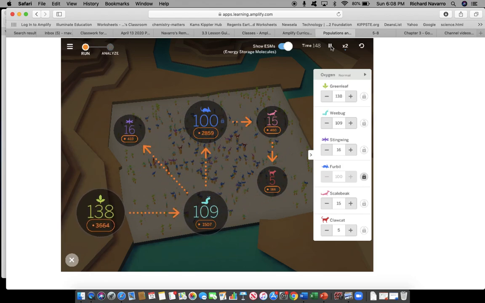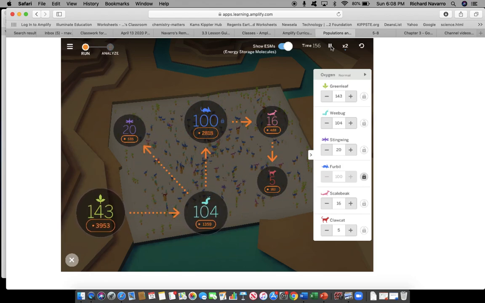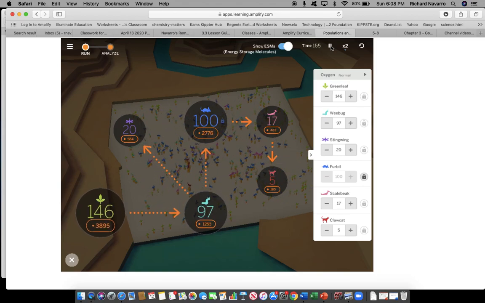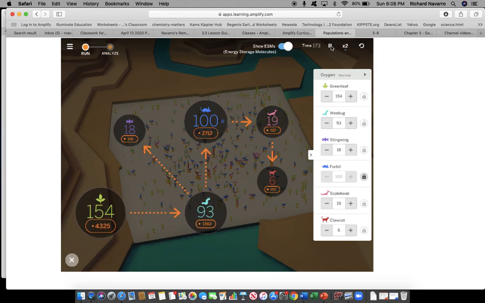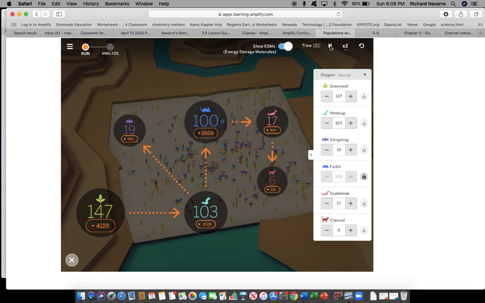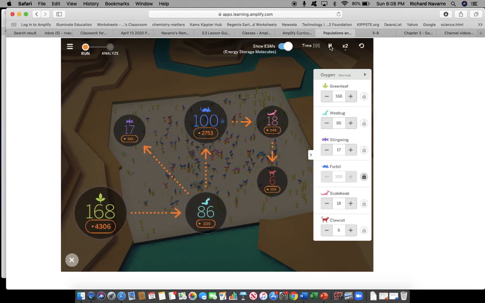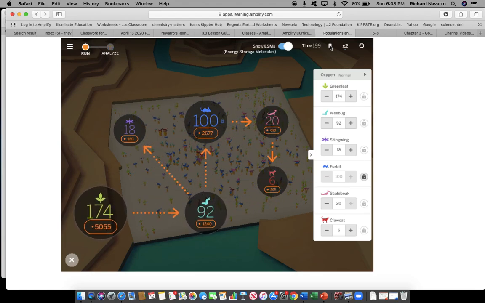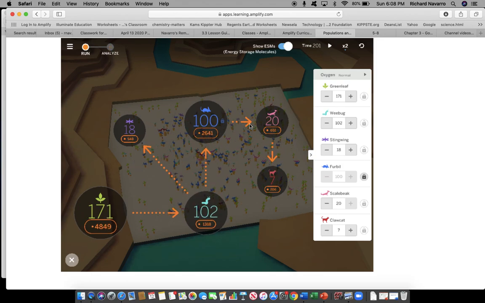So as we're watching, you can see that the furball population I locked in at 100 units. Slowly over this 200 time interval, I'm noticing that the consumer population of the furballs, which would be the scaleback, has actually increased to 20. And over that long period of time, our clawcat population actually increased by 3 clawcats.